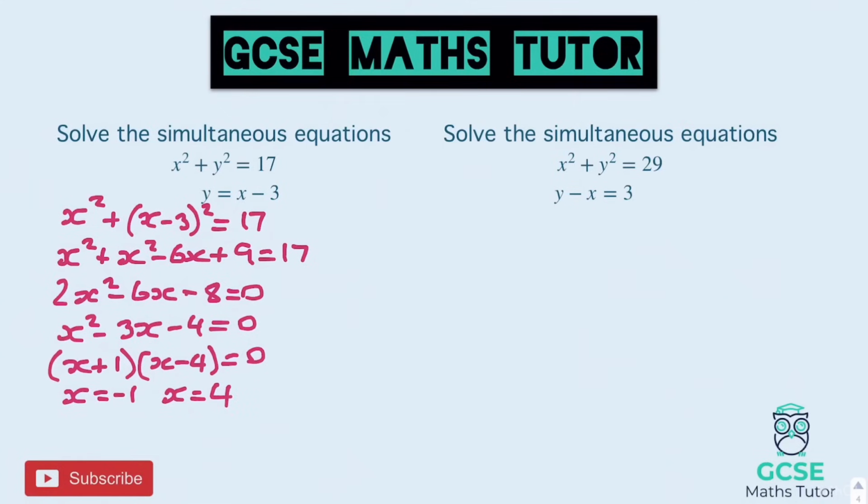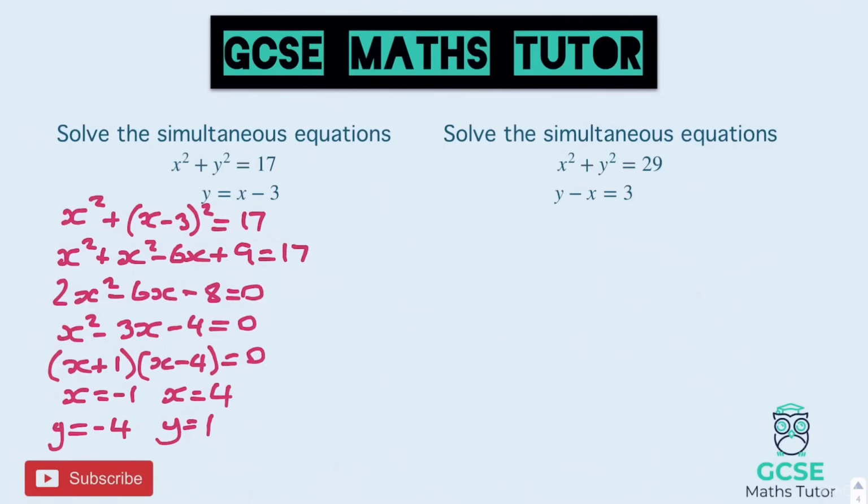And then we need to sub those into that top equation. So y equals x take away 3. So if it's y here for the negative 1, we've got negative 1 take away 3, which is negative 4. And for our other one here, we've got 4 take away 3, which is positive 1. And there are our solutions. Okay, right, let's move on to the next one.